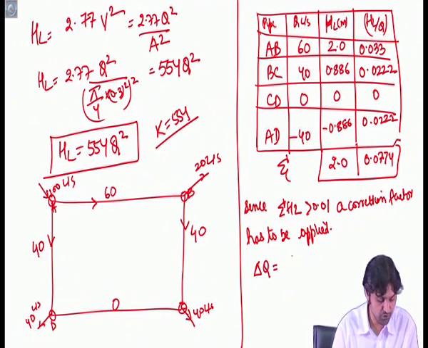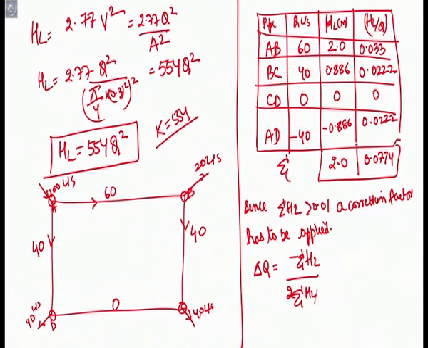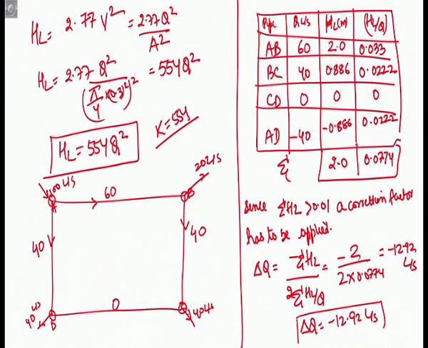We know the formula is minus sigma HL divided by 2 times sigma HL by Q, and this will come out to be minus 2 divided by 2 into 0.0774, or minus 12.92 liters per second. So, delta Q will come to be minus 12.92 liters per second.